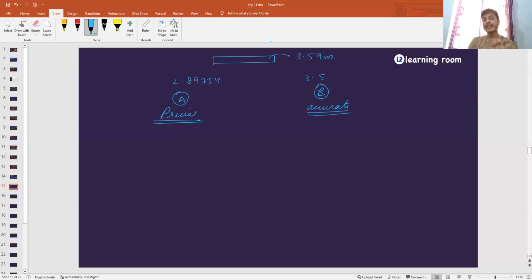And A is precise because of the resolution he took, whatever length he measured. There may be some error, and errors can be due to anything. It can be his personal error, the error of the instrument, or the error of the surroundings. Anything can happen. But he tried to be precise. He took the resolution limit detailed. The resolution was very detailed.